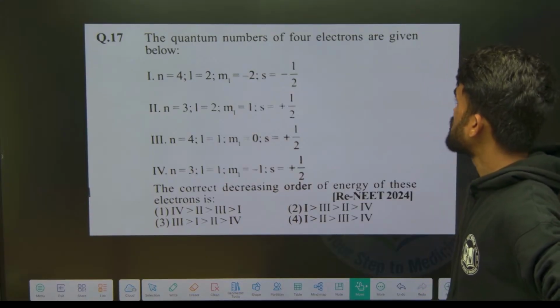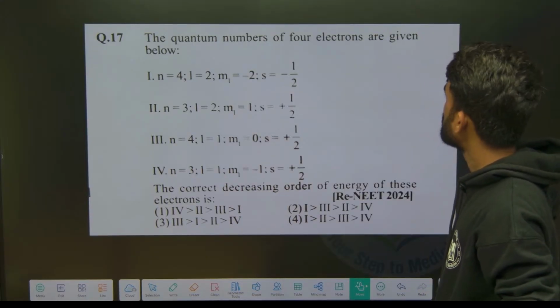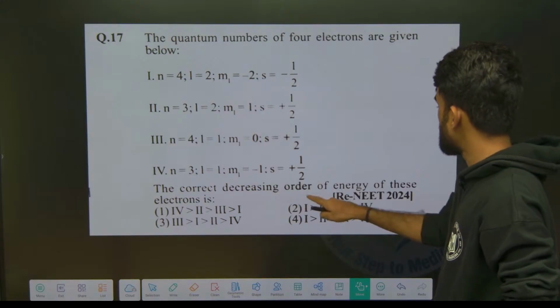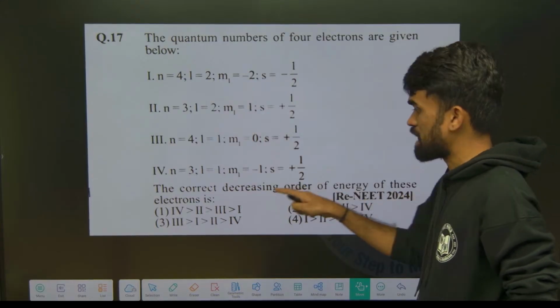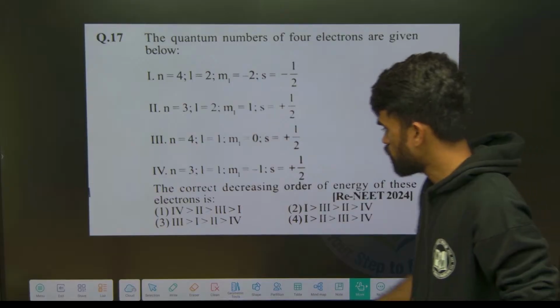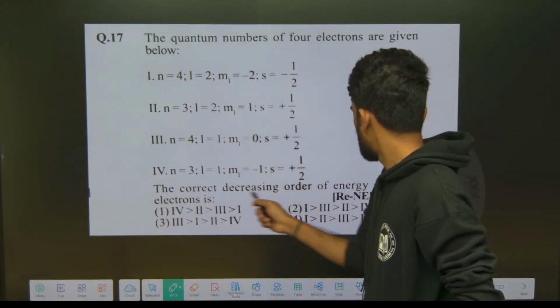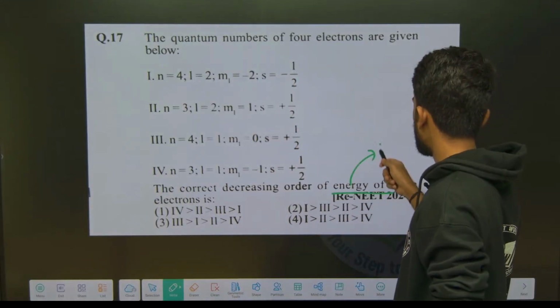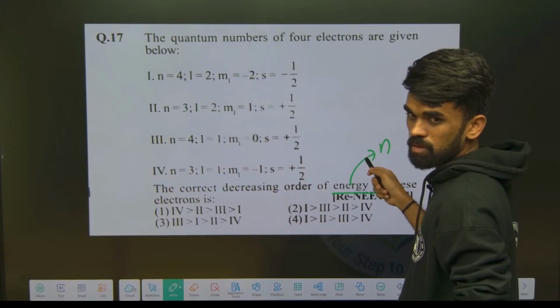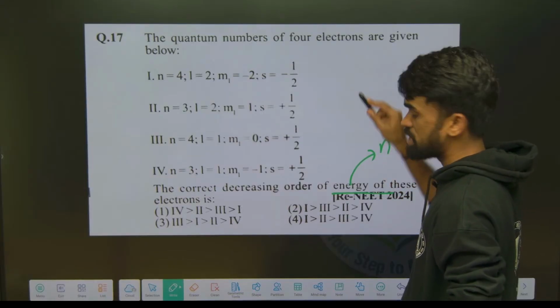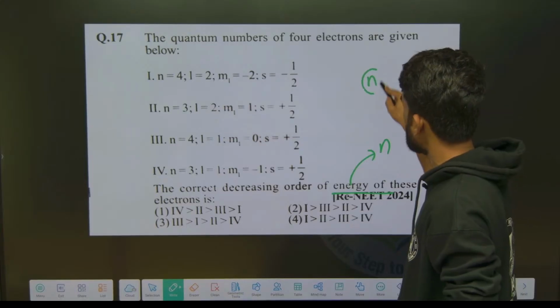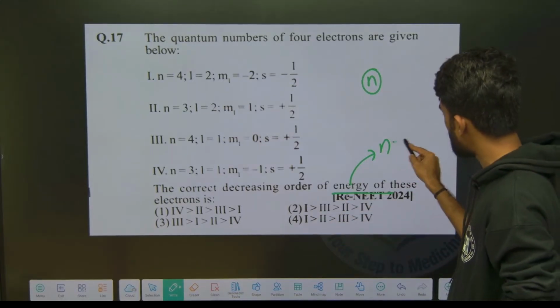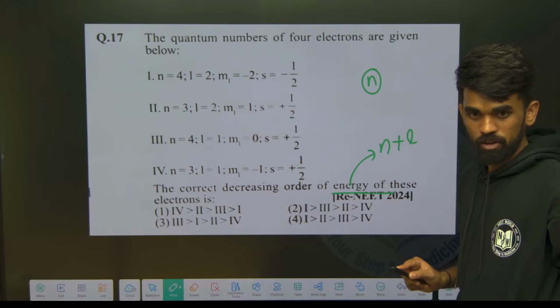The quantum numbers of 4 electrons are given. What is the correct decreasing order of energies of these electrons? How do you find energies? Energy depends on n plus l. For a single electron system, it depends only on the n value; for a multi-electron system, on the n plus l value. Do you remember or not?